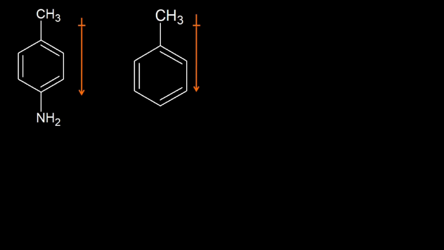While in para-amino-toluene, the amino group is an extra group which will attract the shared electron pair, and this will increase the polarity in the molecule. This is the reason that para-amino-toluene has a greater dipole moment than toluene, which is 4.39, and in the case of toluene it is 0.43.